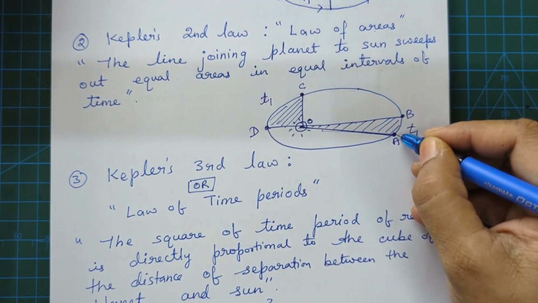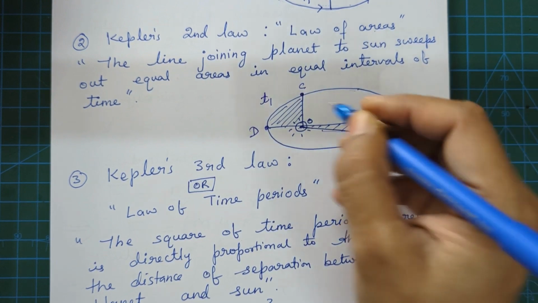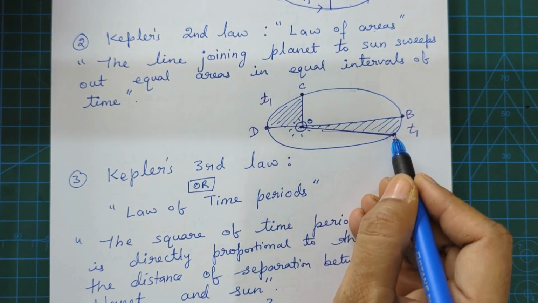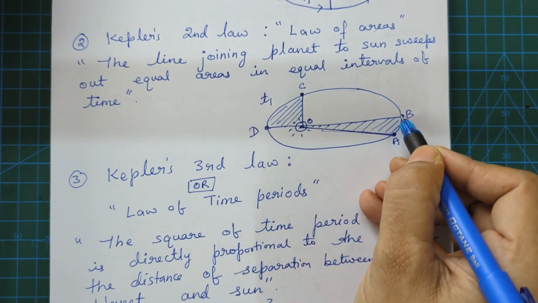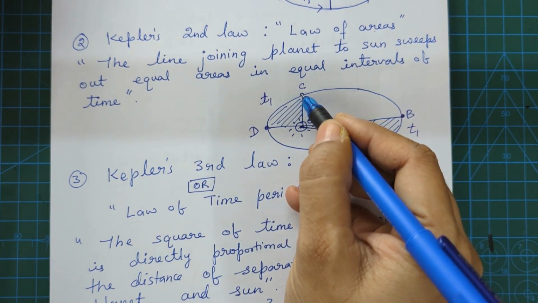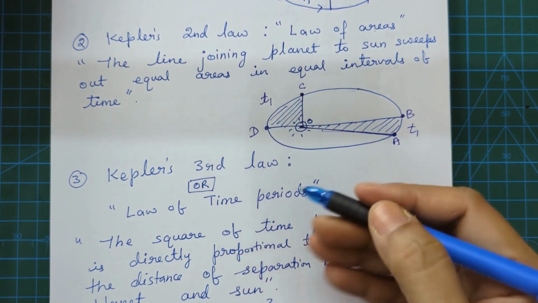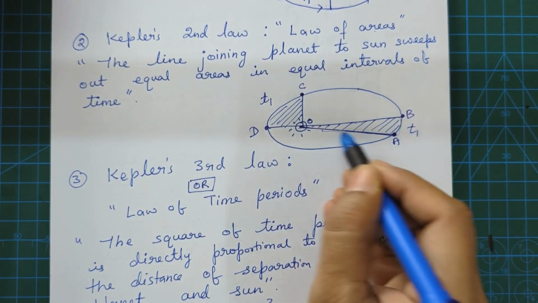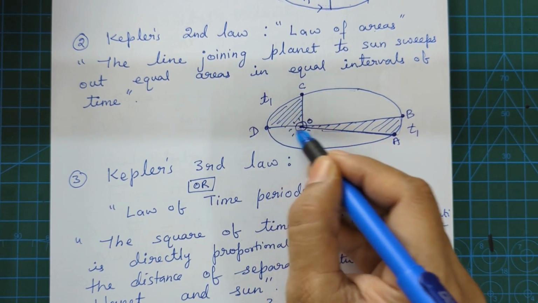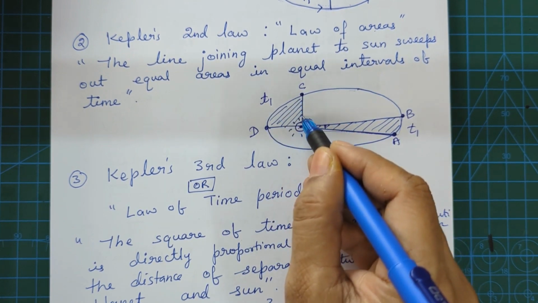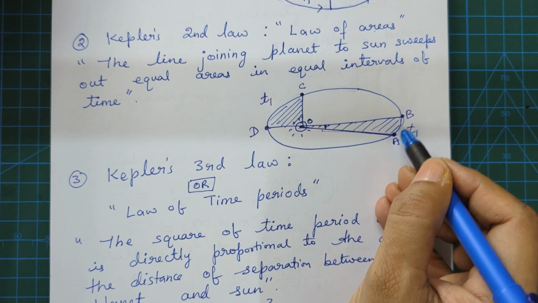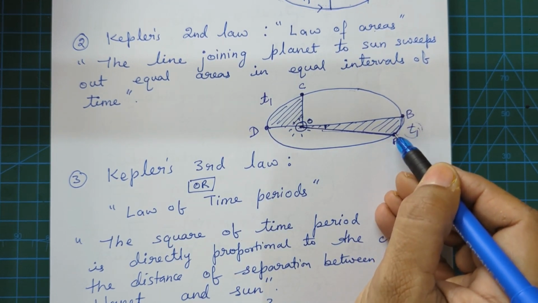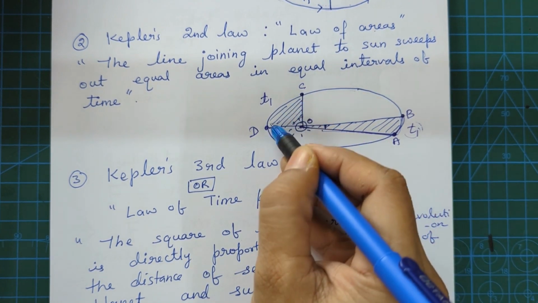That means if the time taken from A to B is the same as the time taken from C to D, then the area of sector AOB is the same as the area of sector COD. You can guess that also because the focus is here. So this area is definitely equal to this area if we know the sector angle. Sector angle depends upon the length of the arc. Length of the arc depends upon the time lapsed in traveling this zone and this zone.